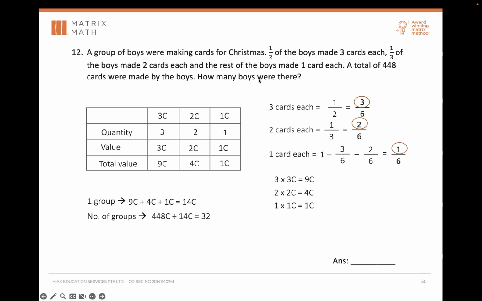Question is, how many boys were there? If there are 32 groups, let's count the number of boys in each group. In 1 group, you are looking at 3 plus 2 plus 1, 6 boys. And there are 32 groups, so altogether, 32 multiplied by 6, 192 boys.